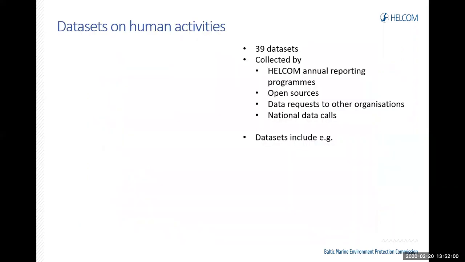And about the datasets, there were altogether 39 datasets on human activities. They are collected by various means. The optimal solution is that there is a HELCOM annual reporting program that we can get the data directly from. If that is not possible, then there are a bunch of open sources where you can find information. We can make data requests to other organizations. And the last option is to ask the countries where these activities are taking place. It's quite laborious for the countries, so that's why it's the last thing to do.